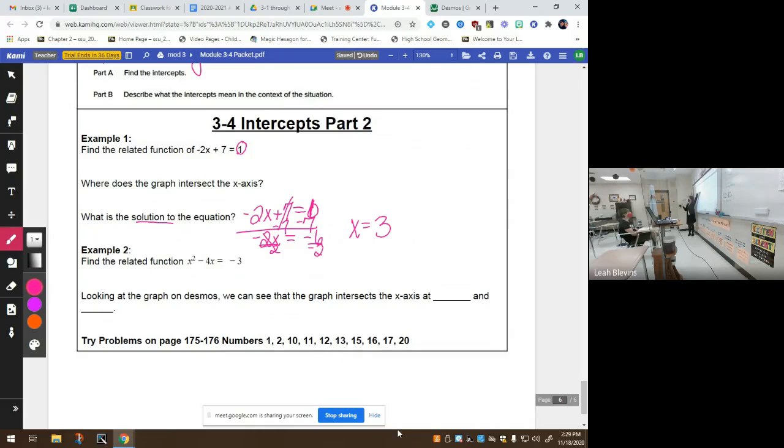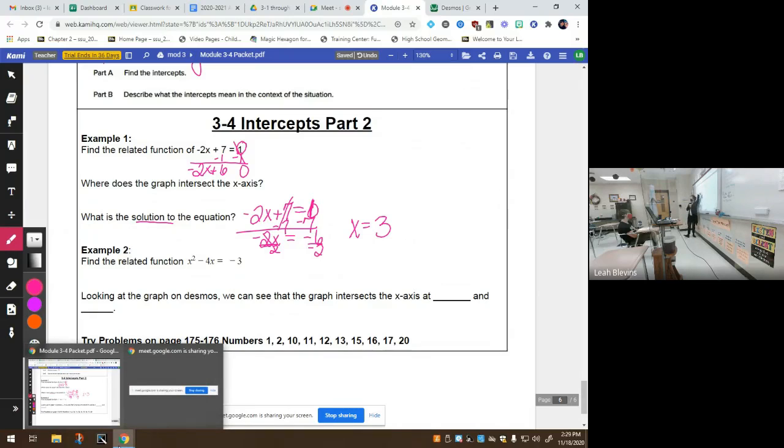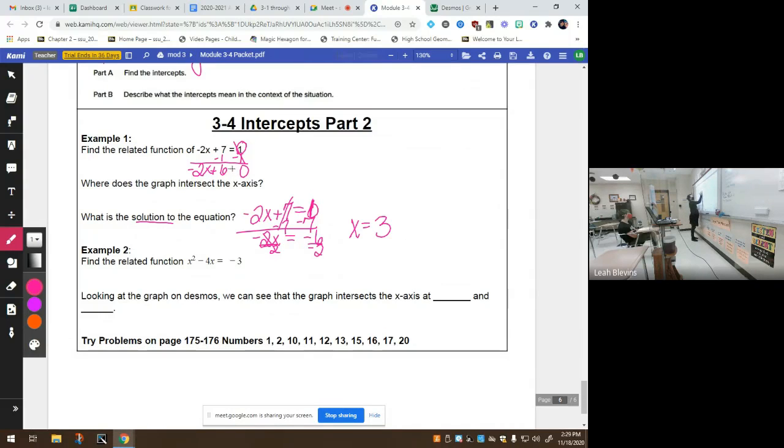Okay, so now what we want to do, rather than solve it like this, it asks me to write a related function. So somehow this function has to relate to what we're given. So I want to get rid of this 1 and get it to be 0. So I'm going to subtract 1 from both sides so that now it's equal to 0. Now I'm going to take that 0 and replace it with f of x. So f of x is equal to -2x plus 6. This is my related function.